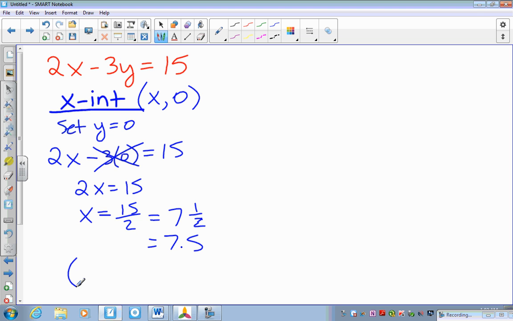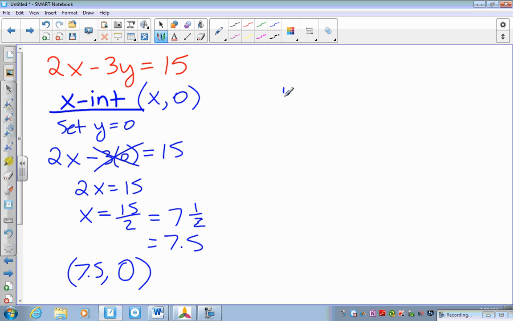Regardless of how you write it, this is a point. I don't want you to think that it's just a number. It's a point with a coordinate of 7.5, comma, what's the y value? We set it equal to 0, so it's 0. So that is going to be one of the points that we put on our graph.